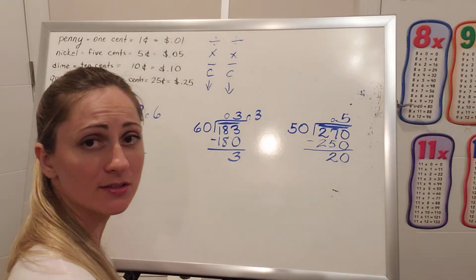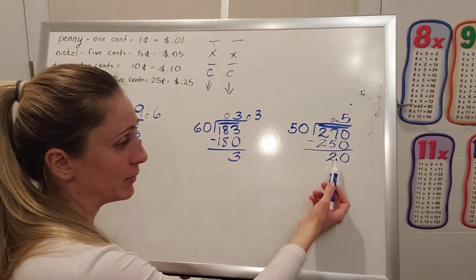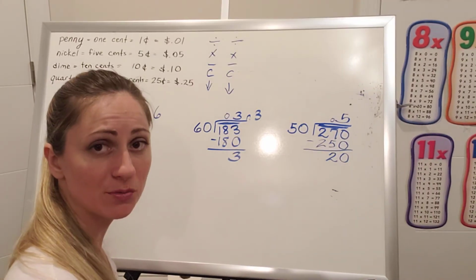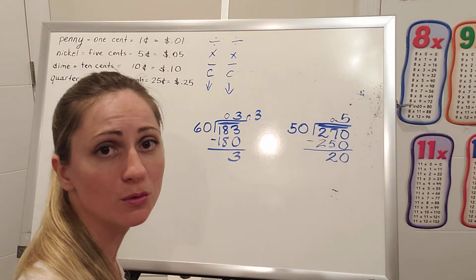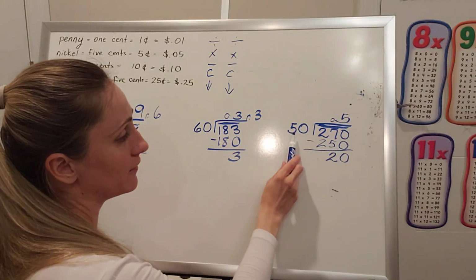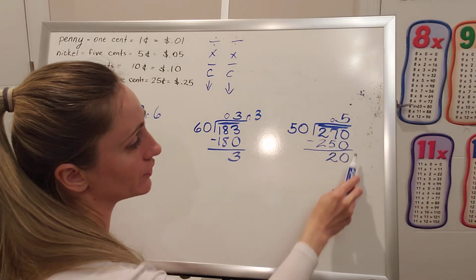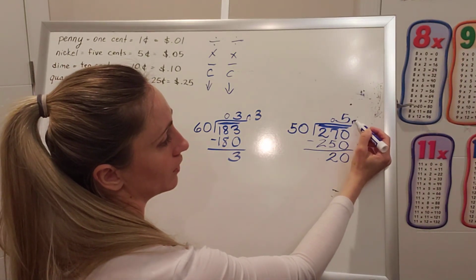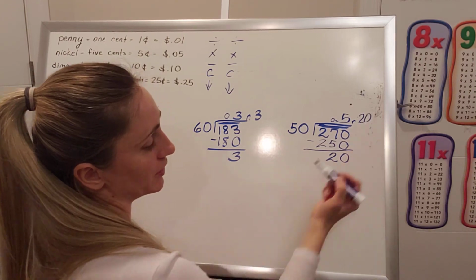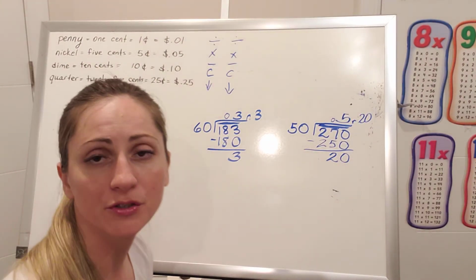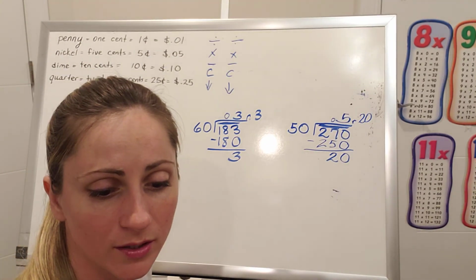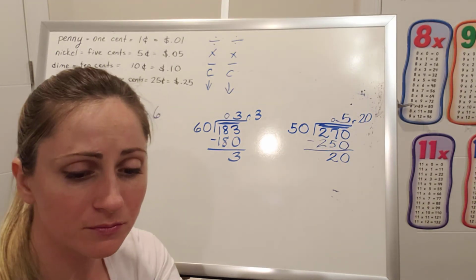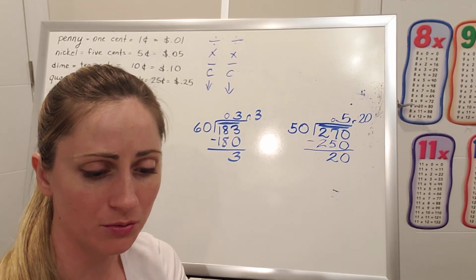Is it lower than the divisor though? 20 looks like a big number, but it's smaller than the divisor, so we're fine, nothing to worry about. 20 divided by 50 is too small, nothing to bring down. We're going to write it as our remainder. 5, remainder 20, and that's your answer for 1B. Go ahead and try 1C on your own.